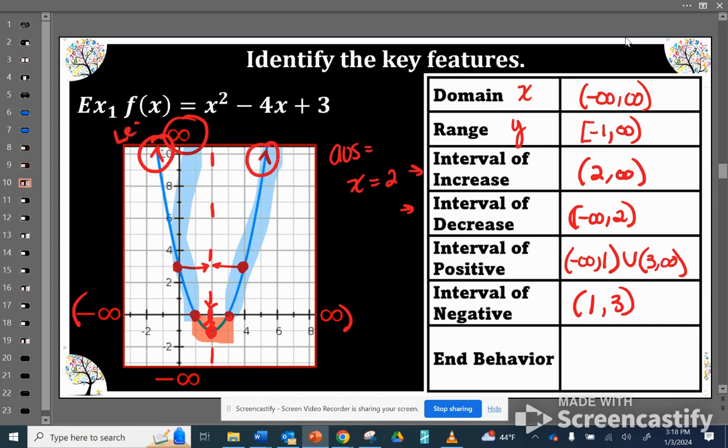In end behavior, we are just concerned with the ends. We have a left end of the parabola and we have a right end of the parabola. As the x values approach negative infinity, the y values, f of x, get larger, headed toward positive infinity. So this is the left side of our graph, the left end.